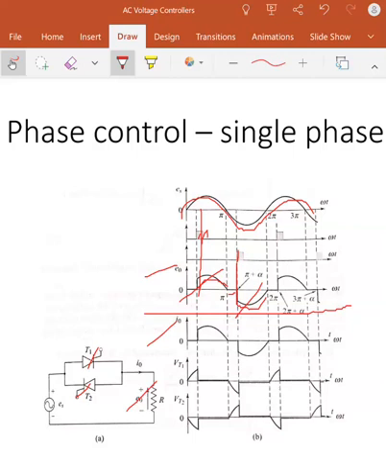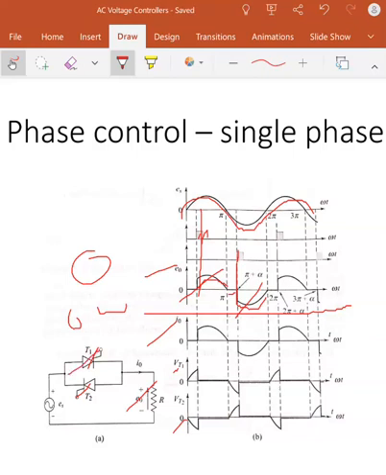And what is the voltage across the thyristors? The voltage across thyristors means how much voltage the thyristor is blocking. We consider that whenever the thyristor is on, the voltage across the thyristor is 0. In the remaining portions of the waveform, when the thyristor is off, it is going to oppose the entire voltage that appears across it.